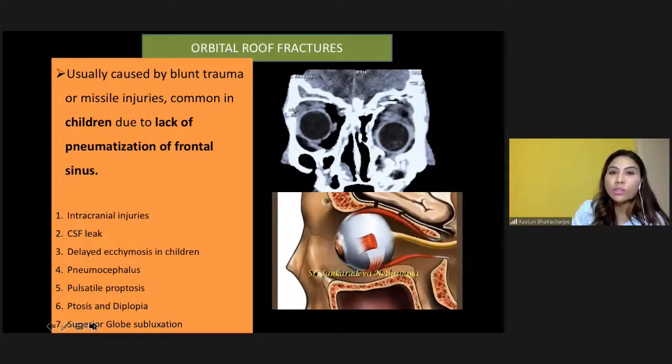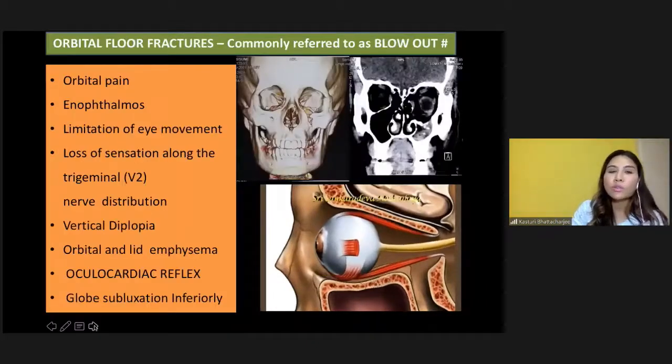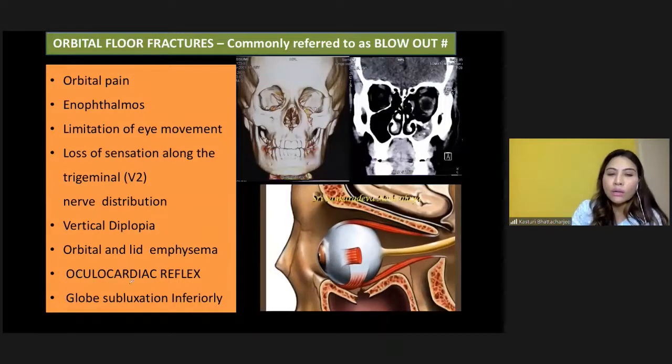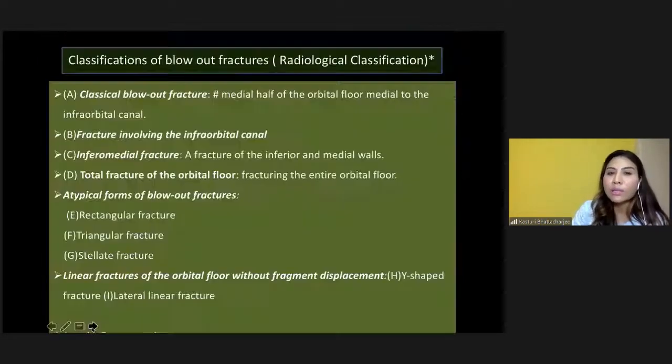cranial cavity. So these are some of the complications of the orbital roof fracture. The floor is what is commonly referred to as the blowout fracture, which is very common for us ophthalmologists to see. The patient comes with enophthalmos, limitation of eye movement, loss of sensation, and vertical diplopia. But this is something very serious: it might come with the oculocardiac reflex, especially when you have a white-eye fracture or a trapdoor fracture. So this really becomes an emergency.